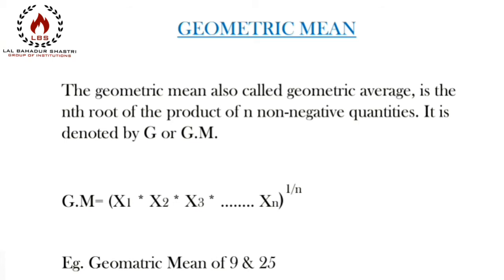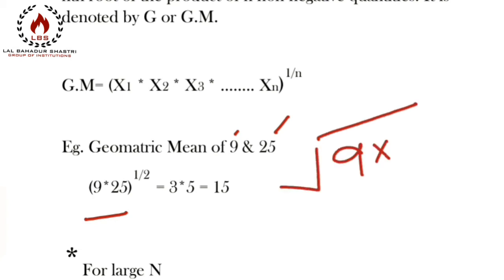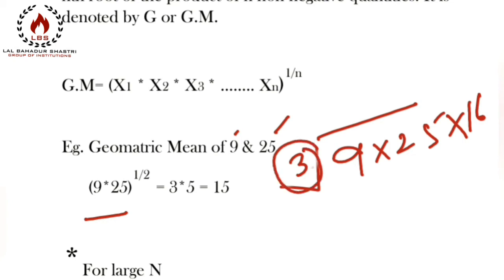Suppose we have to find the geometric mean of 9 and 25. So here we have two values, that is first 9 and second 25. So you can write it as 9 into 25 whole to the power 1 by 2, or you can also do it like this, root of 9 into 25 with the power 2. And if we have three values, suppose we have 16 also here, then in this case we will use 3, right? Whatever the number of values, that number will come here.